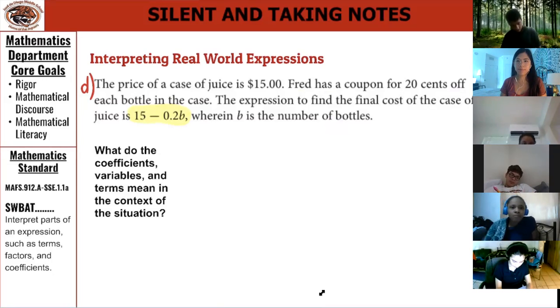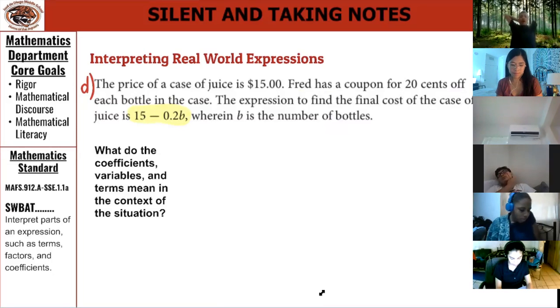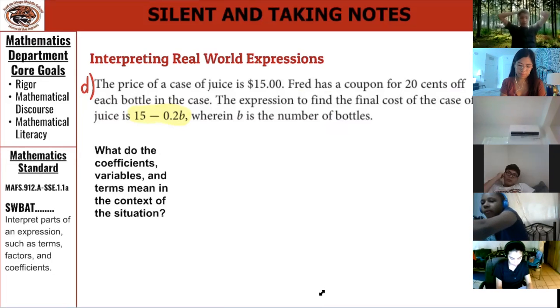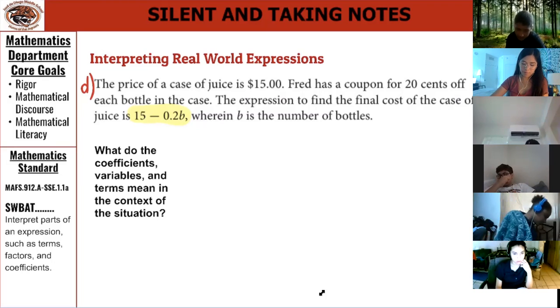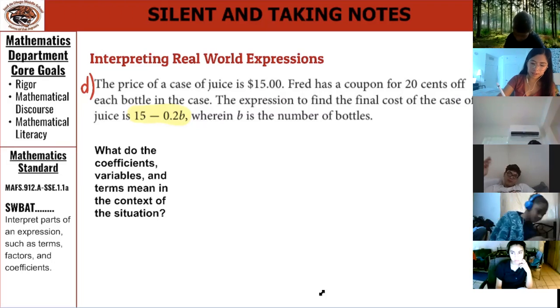I will. All right, go ahead, Lori. The price of a case of juice is $15. Fred has a coupon for 20 cents off each bottle in the case. The expression to find the final cost of the case of juice is 15 minus 0.2b, wherein b is the number of bottles. Awesome. All right, so that's our scenario. We're talking about juice.